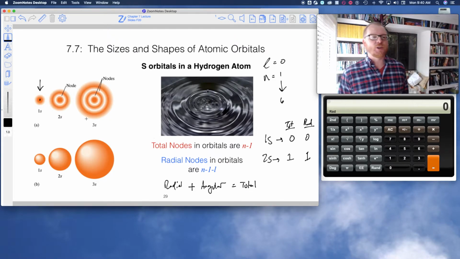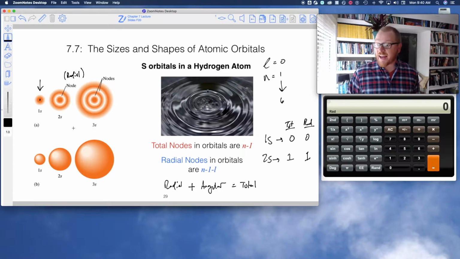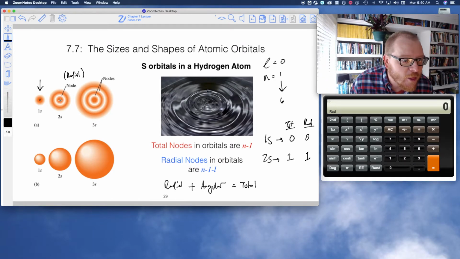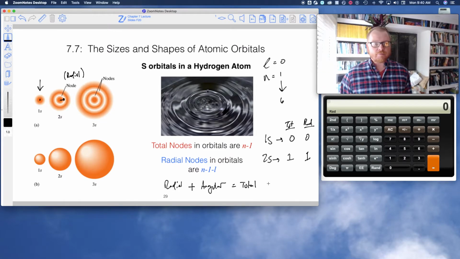What is that radial node? Here it is, okay? So technically, that's a radial node, and it's radial because you can see it's based on some mean radius, right? I can draw an arrow, and that represents the radius of that node, okay? So what about 3s? Well, we recognize that 3s has got to be 3 minus 1 to give me 2 nodes in total, okay?